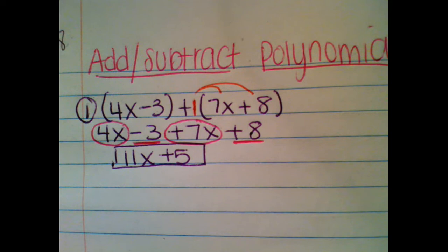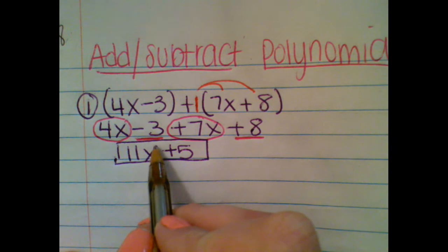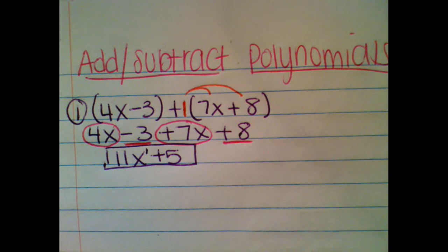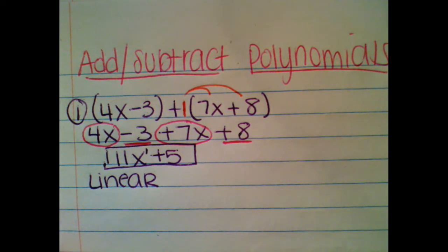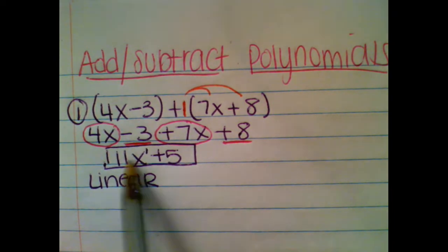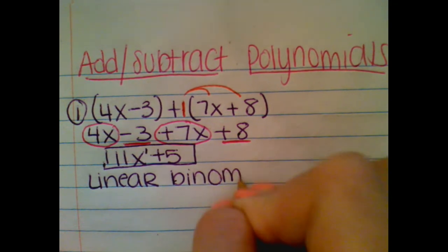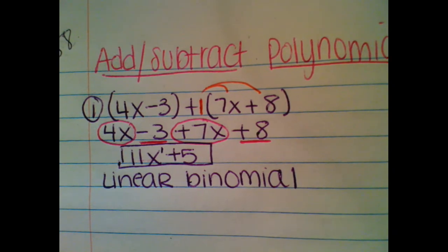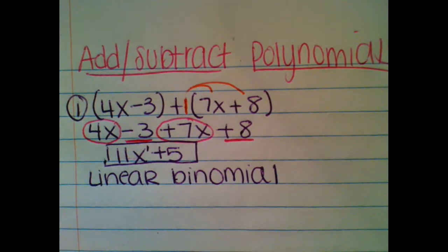If I wanted to name this, I would say, okay, what's the exponent here? Well, there isn't an exponent, but there's an imaginary 1. So if I look back at my list, anything with an exponent of 1 is linear, if that's the largest exponent. And then I have 11x being added with 5. So that's one thing here, 11x, and one thing here, that's 5. And the word for two things then is binomial. So this gave me a linear binomial when I added them together. So this is pretty basic because it was two things, a binomial plus a binomial. Not too bad.